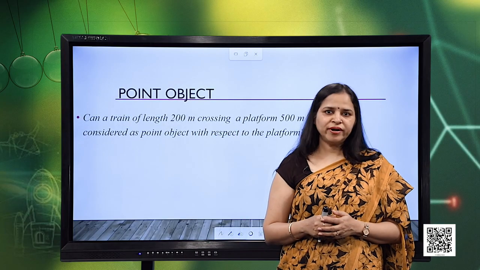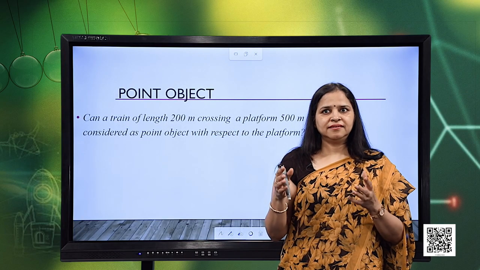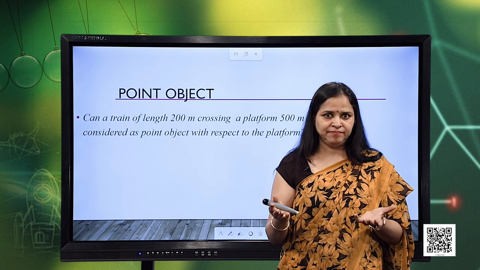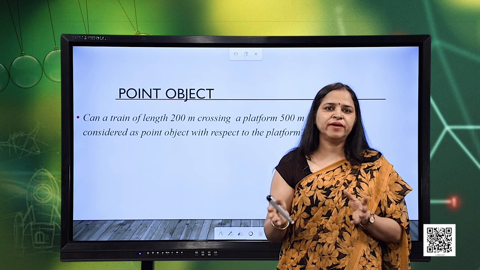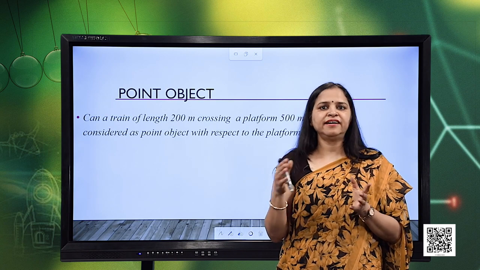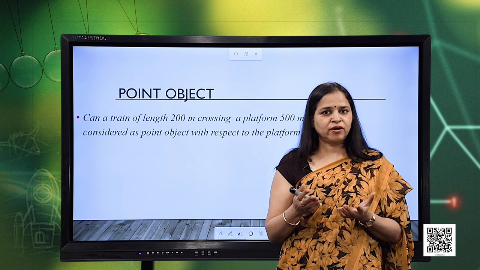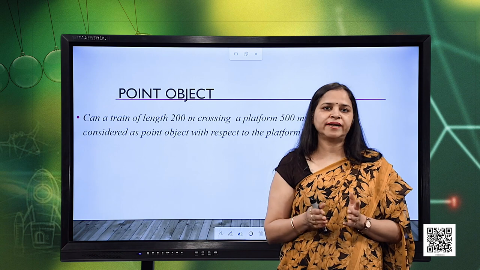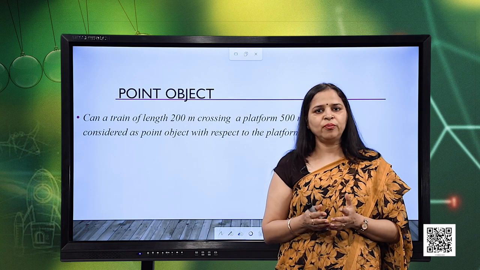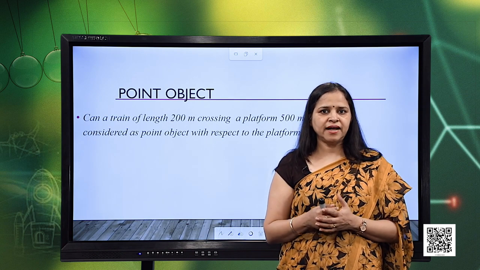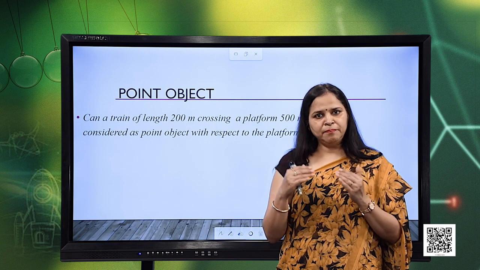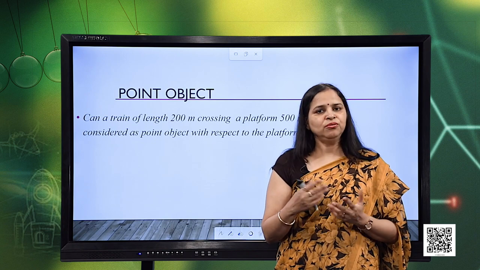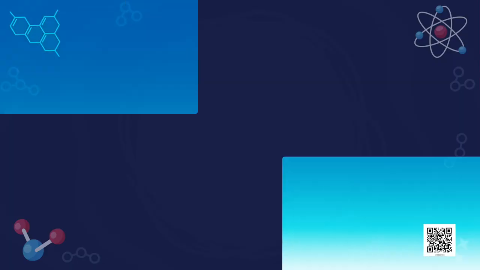I will consider one more example. Let's say the size of the earth when it is moving in the galaxy. The size of the earth can also be ignored when we consider its motion in the galaxy, because the distance it is going to travel is much, much bigger with respect to its own size. So this is how we can ignore the size of the object, and the purpose is just to make our calculations and equations simpler to describe motion. That is the only purpose.